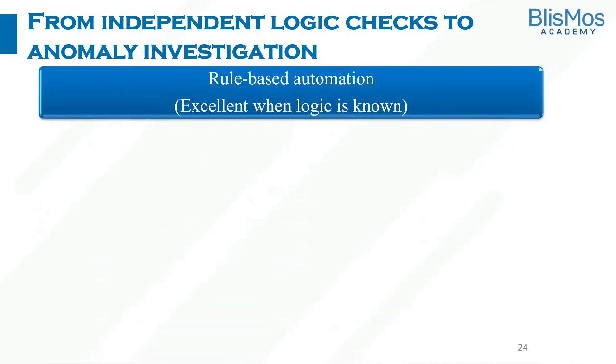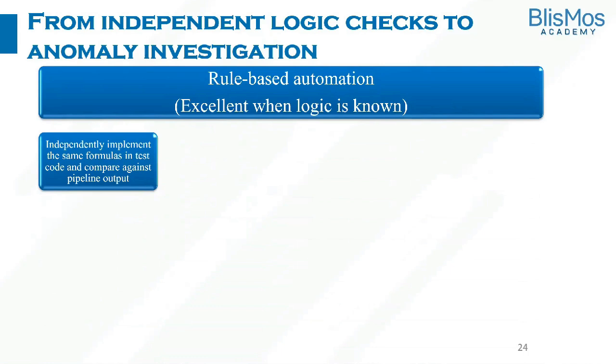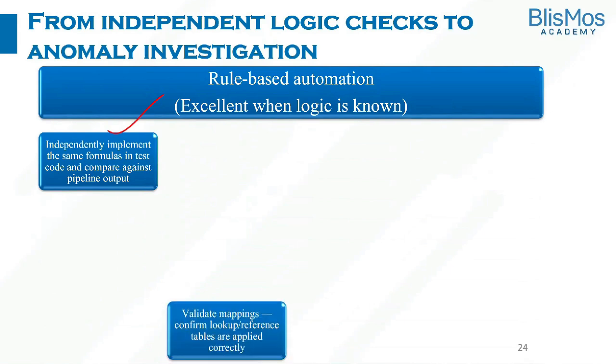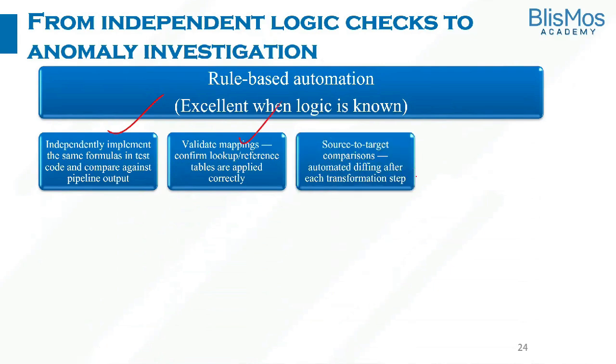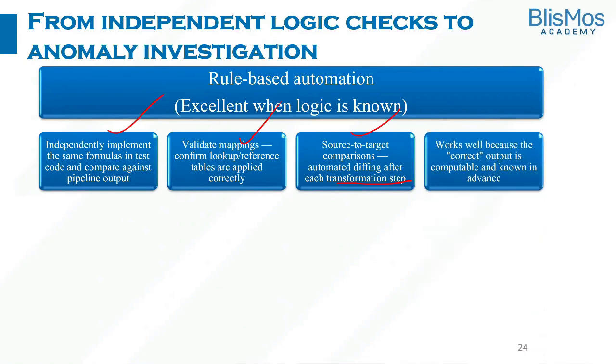Rule based automation is excellent when the logic is known. When the logic is known, automation is pretty strong. We can independently implement the formulas and test the code. We can also validate the mappings. We can compare the source and target values after each transformation step, because the expected output is computable. Here, deterministic validation works very well.